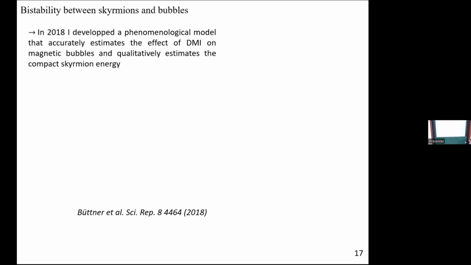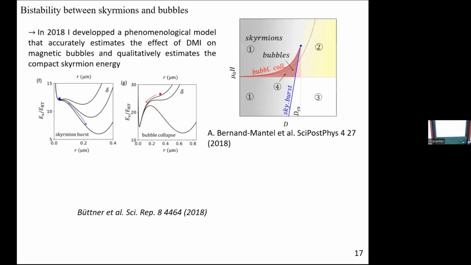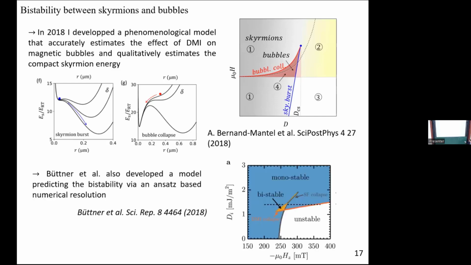So in 2018, I worked on explaining and predicting the stability between the skyrmions and magnetic bubbles. So I developed a phenomenological model that was taking into account both DMI and the long-range interaction. And I predicted the coexistence and transition between the skyrmions and bubbles, which is happening through what we call the bursting and collapse phenomena. And this was also demonstrated in parallel via ansatz-based numerical calculations.